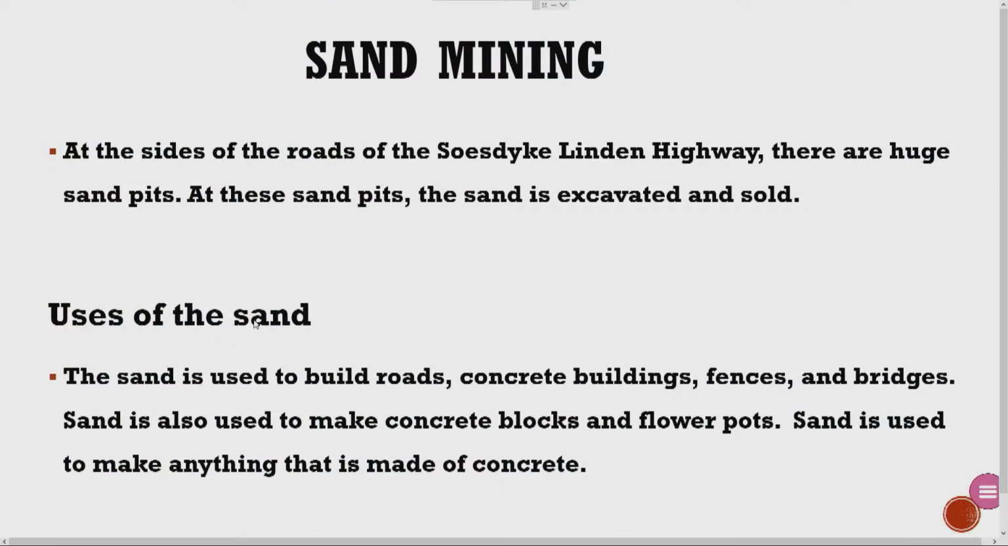Sand mining. Let us find out what sand mining is. At the sides of the roads of the Soesdijk-Linden Highway, there are huge sand pits. At these sand pits, the sand is excavated and sold.